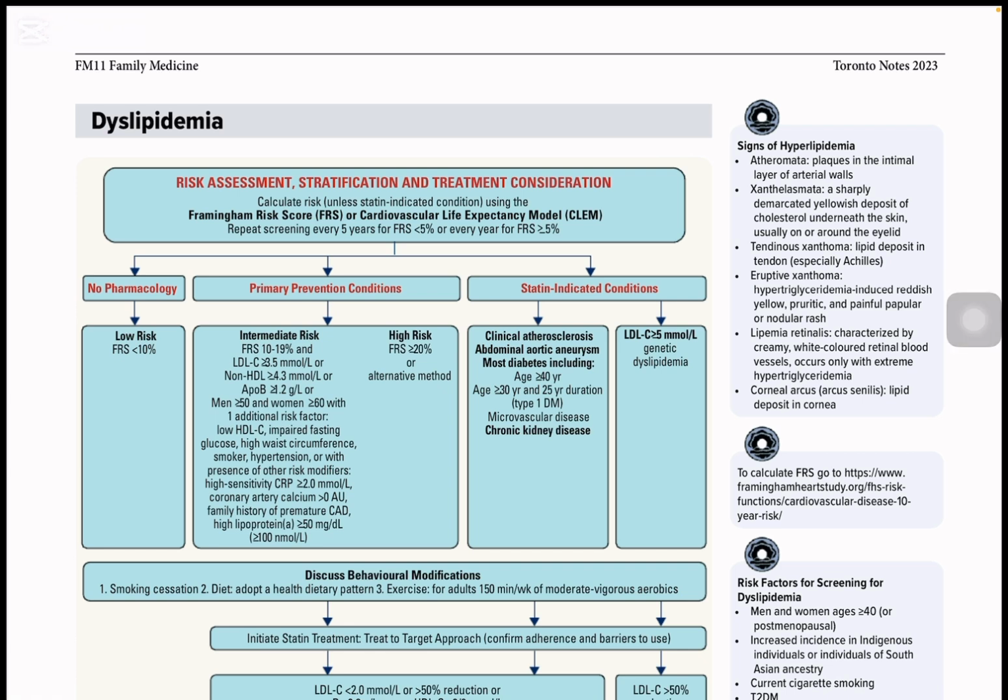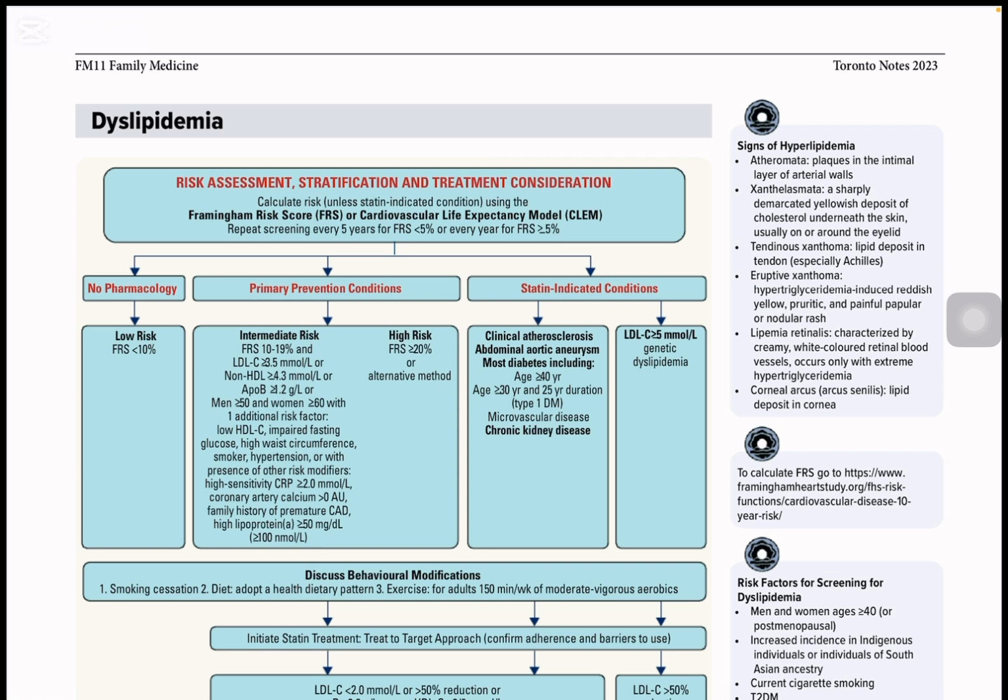Now, the FRS score: if it's less than 5%, we have to repeat every 5 years. But if it's more than 5, then you have to repeat every year. What do you have to repeat? You have to repeat screening. What is that screening? It's a lipid cholesterol workup basically.